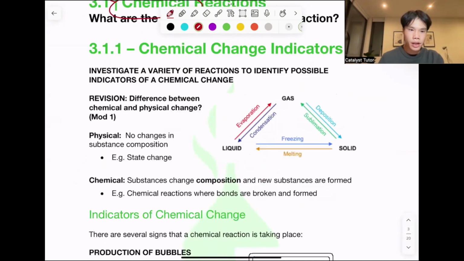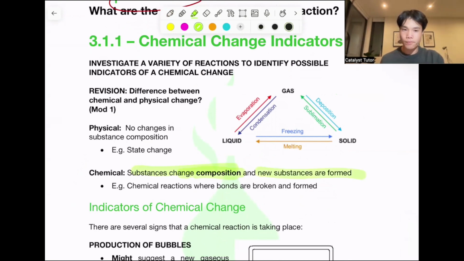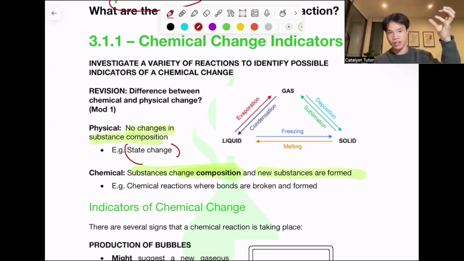Big thing that I want you to take away is that chemical change implies a change in composition. And you'll be forming new substances by the end of whatever you did. This is different to a physical change because physical change, you will not have a change in composition. Oftentimes it will just be a state change. For example, you go from liquid to gas, you go from gas to liquid, liquid to solid, or you can even go from solid to gas or gas to solid.